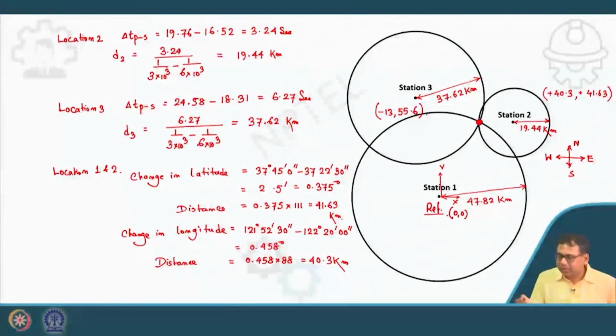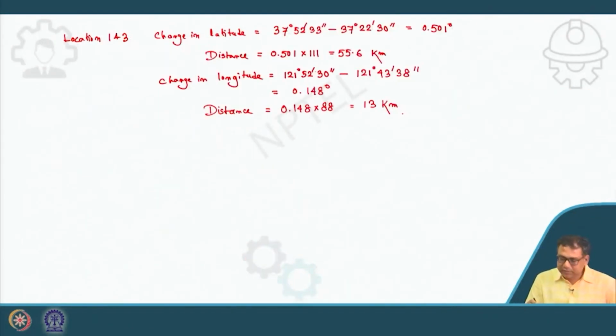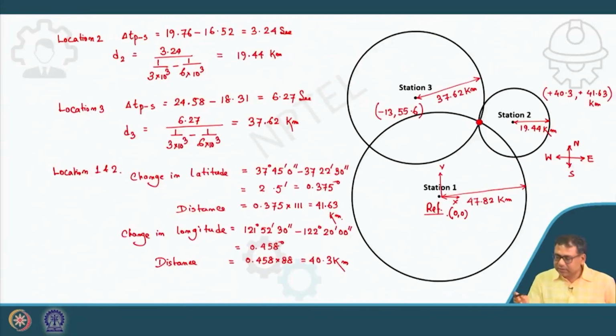Okay, it is in terms of kilometer, obviously. So this is towards the north, means the y coordinate is positive. Both north and east are positive, west and south are negative. So this will be your 41.63, this will be your 40.3, both positive, and here it is towards the west, so it is 13 kilometer negative, but it is towards the north, so 55.6 kilometer positive. So now I can locate station 1, 2, 3.